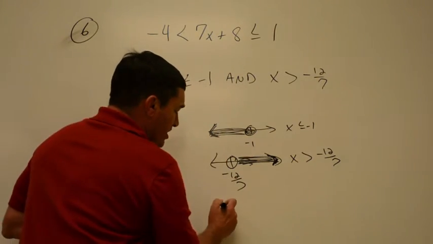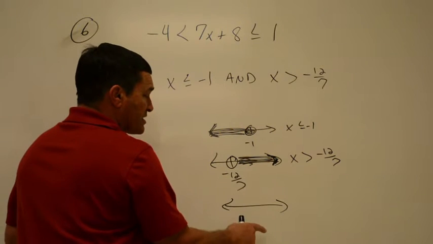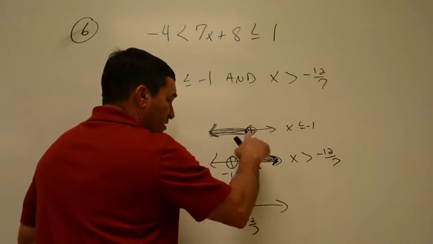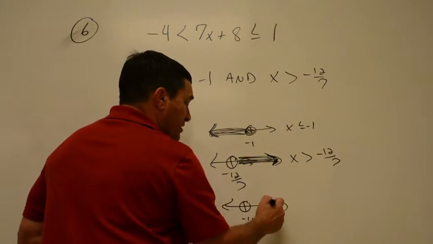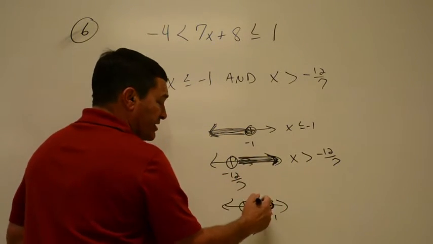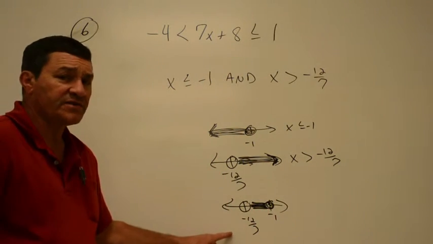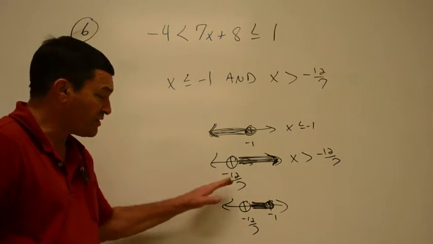So looking at these, just line them up. What numbers are in both of these sets? Well, the smallest one would be negative 12/7 with a hollow circle. The largest would be negative 1 with a solid, because negative 1 is in this set also, isn't it? And it's all the numbers in between. Well, doesn't that look just like the number line graph we had on our answer, the one that I erased?